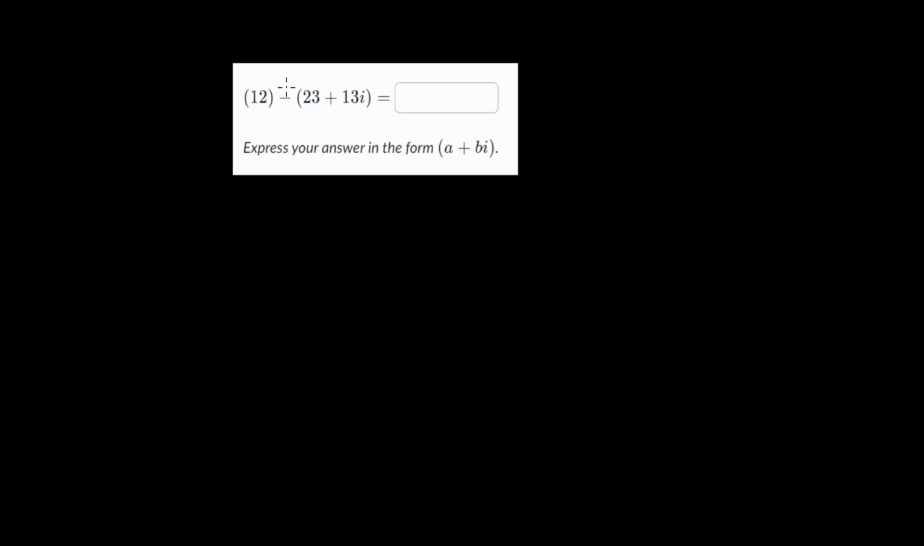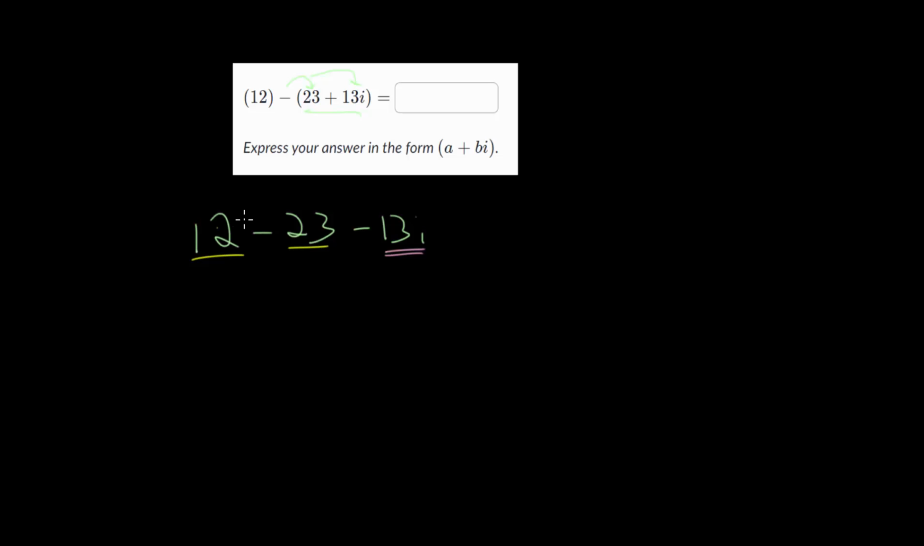Since we're subtracting, we'll have to distribute the negative to both terms in the second complex number. So you get 12 minus 23, and we distribute it to the other term, and so we also get minus 13i, since remember, you're just subtracting this entire number here. And from here, we combine our real parts, and we would combine our imaginary parts, but we really only have one of them since this first complex number has 0 i's in it.